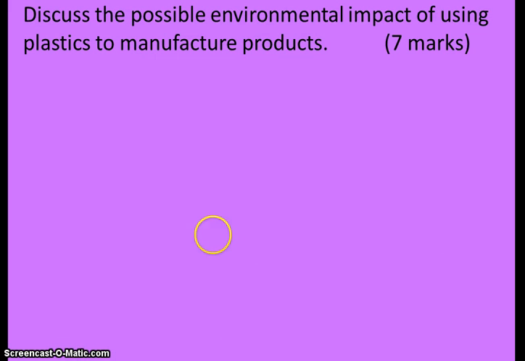How to get a grade A in resistant materials exams. Okay, in this video we're looking at the exam question: discuss the possible environmental impact of using plastics to manufacture products. It's worth 7 marks. The exam may have that question and may change the wording to using woods or metals, but in this example we're looking at plastics.